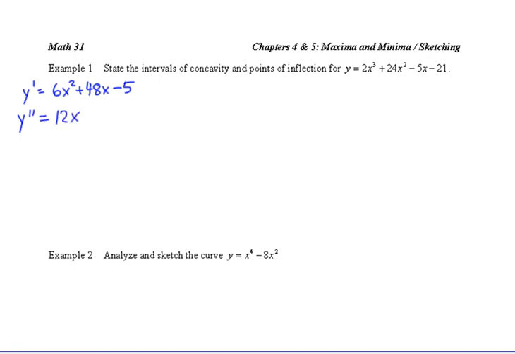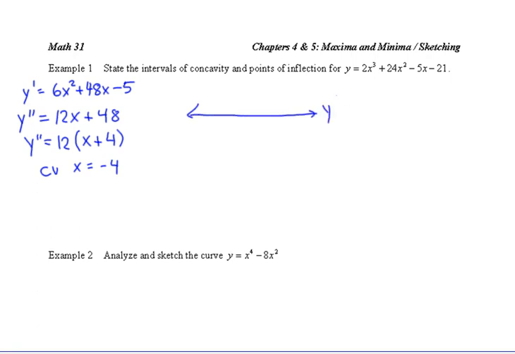That's the last unit. So 12x plus 48. Our critical value, I can factor 12 out, and we get x plus 4. So what's my critical value? Negative 4. We're going to label this y double prime. Label your interval test, your first derivative, second derivative, guys. Okay, a critical value of negative 4, and we want to do a test.